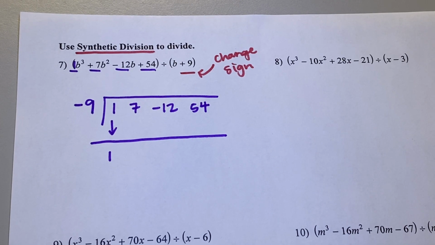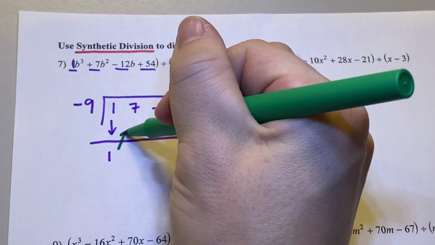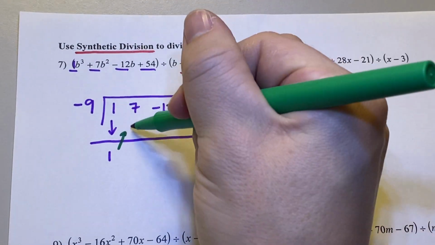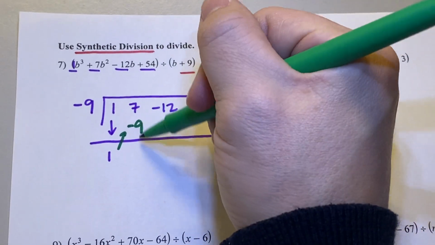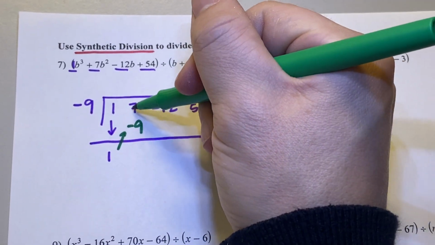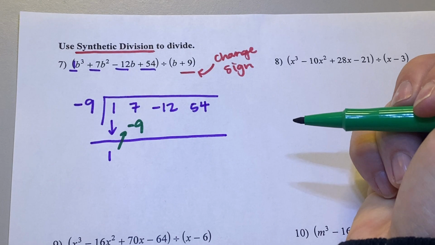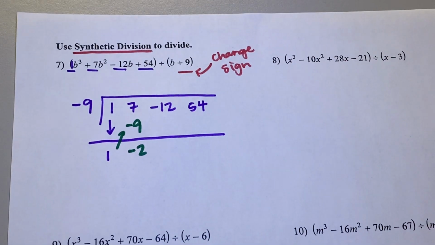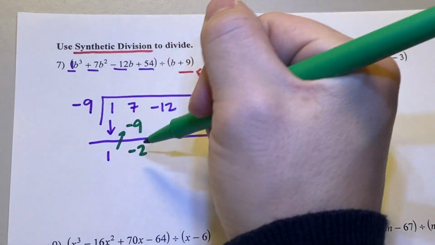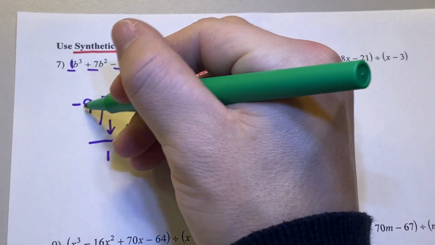Now we fill in our spaces. 1 times negative 9 is going to give me what in this space? Negative 9. Okay, then when we go down, we're just combining them. So what's 7 minus 9? Negative 2.